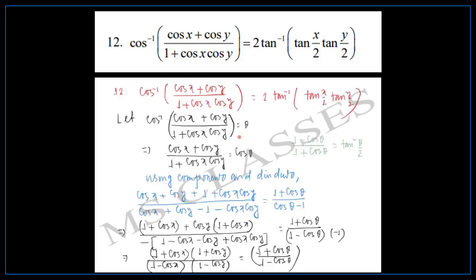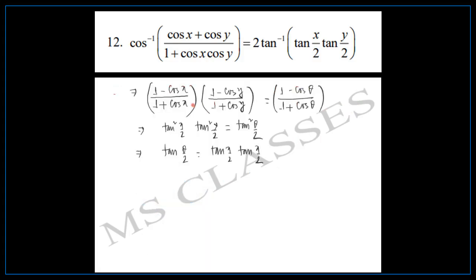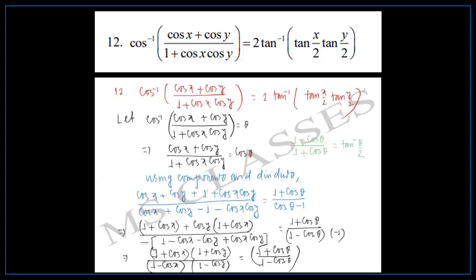Why? If this is a negative number, then this whole value will lie from minus pi to 0. But cos inverse cannot give us a value from minus pi to 0. So this assumption has a logic, that is why we are taking the positive value here. Or you can understand it this way: the cos inverse of cos x plus cos y by this one.